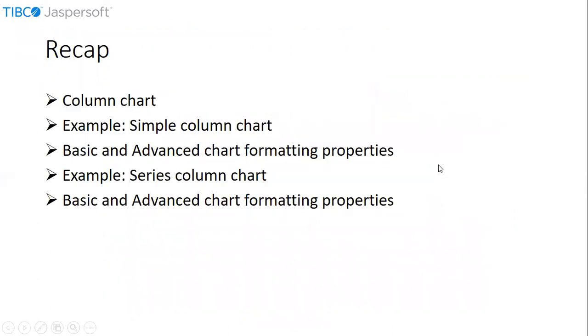And that brings us to the end of this session on HTML5 column chart and HTML5 series level column chart. Before we wrap up, let's do a quick recap of what we saw in this session. In the first place, we have seen the basics of column chart. Then we have seen how we can create a simple column chart using the HTML5 component. And then we have seen how we can apply basic and advanced properties on the simple column chart. And finally, we have seen how we can create a series level column chart and how we can rotate the labels on each of the bars.